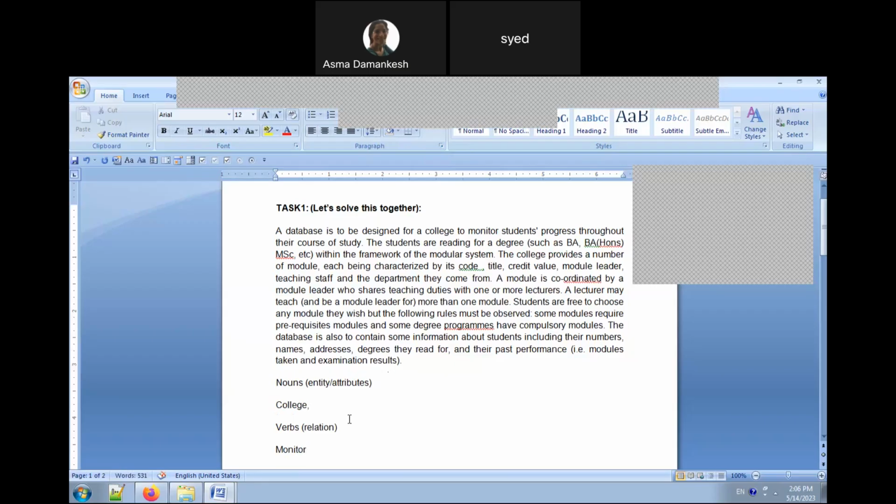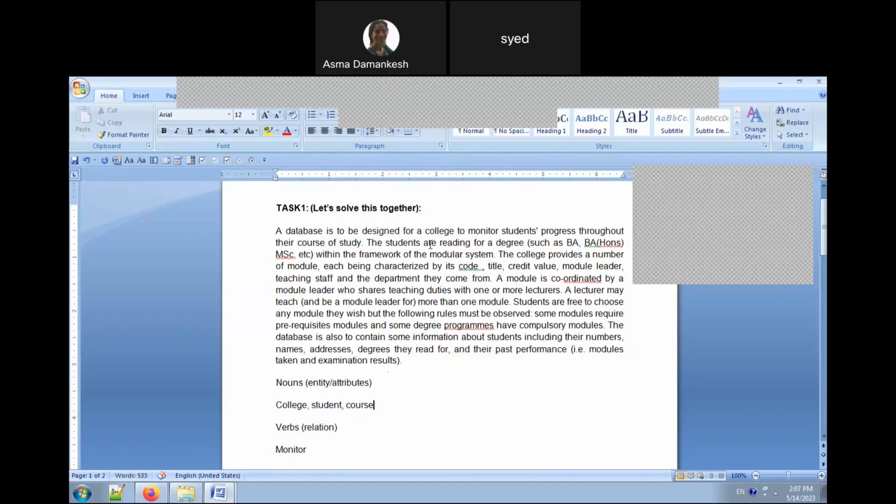I don't know if this explanation will work, but let's try a different approach. To monitor students. Let's put a student here, right? Students. Progress throughout their course of study. Course of study, shall I put that, or it's just telling us that they are studying, no? Course is a course of study as in a semester, yeah? Well, if you want, I can mention course, and I will explain why we will need it later, okay?